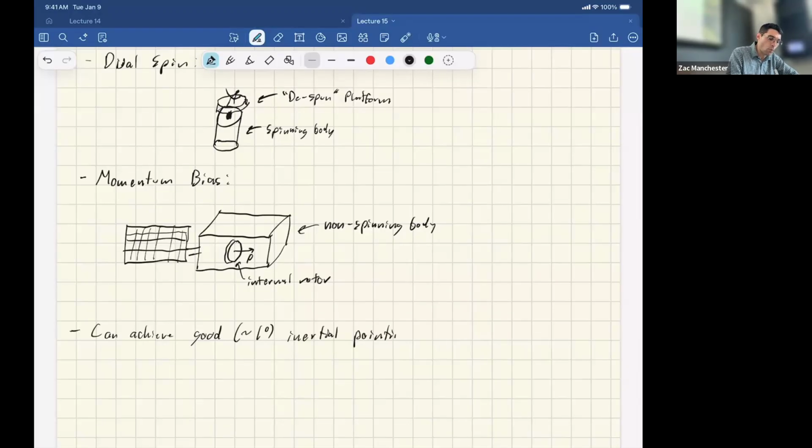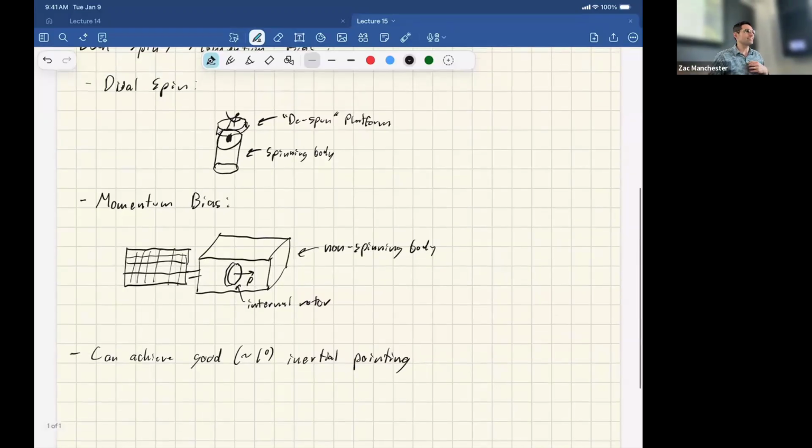So why wouldn't we like this kind of thing? Let's say you can point it within a degree. What's the big disadvantage of a design like this versus a modern three-axis stabilized thing with an array of wheels? Anyone have any thoughts on that? So they're really stable because they have a big fat angular momentum vector. What about slewing? What does it look like if I want to change the attitude?